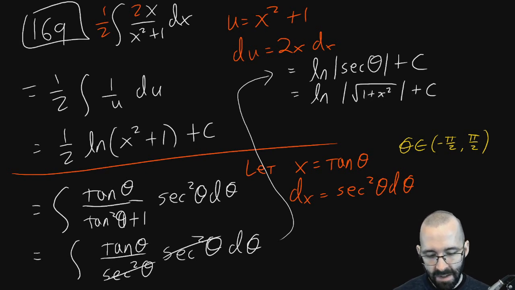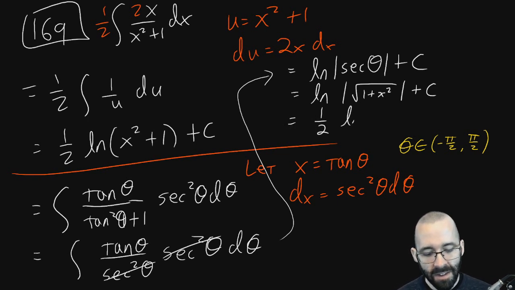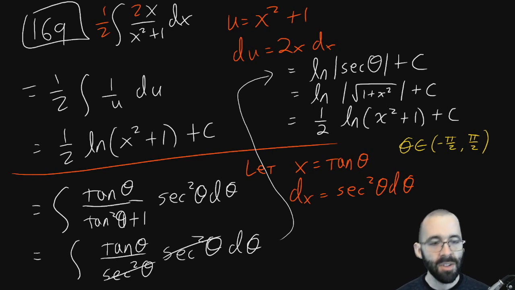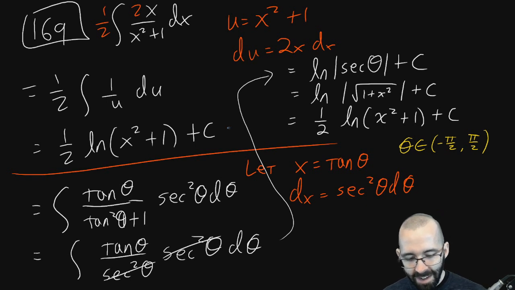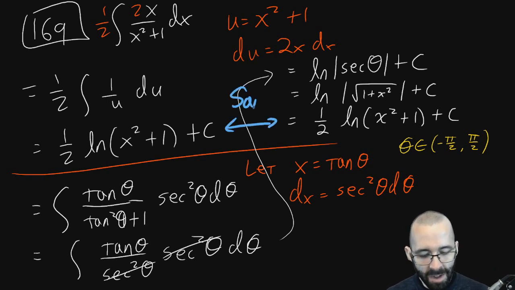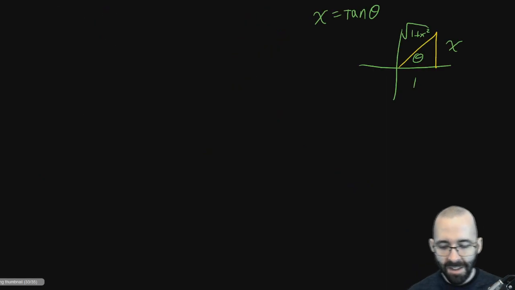Is this the same? It's close. Remember your properties of natural logs. An exponent can come out in front. The exponent is 1/2. We don't need the absolute values since it's always positive. We can write x squared plus 1 as 1 plus x squared. Hey, they are the same. These are the same. Woohoo. No problem. Next problem. Last one.